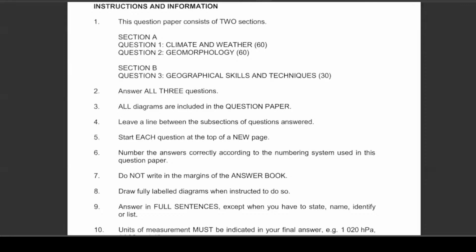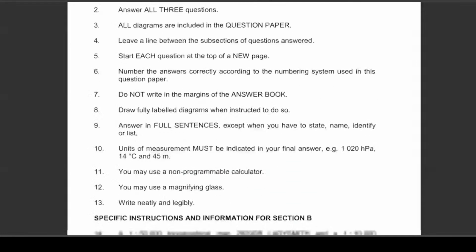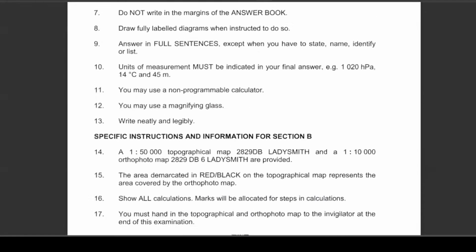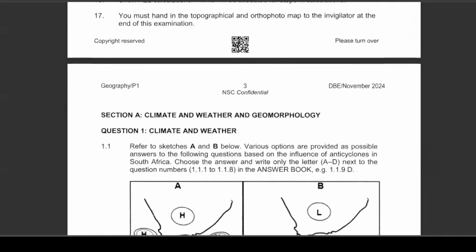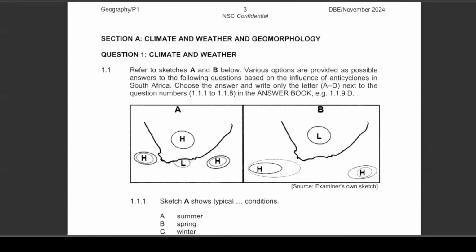Right. So before we explain some other concepts which are not very relevant to our discussion, let's go straight to our paper and figure out how we're supposed to give relevant responses to those given set of questions. We're going to start with question number 1.1. Refer to sketches A and B below. Various options are provided as possible answers to the following questions based on the influence of anticyclones in South Africa.